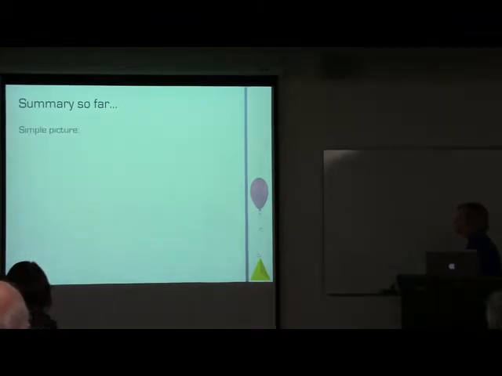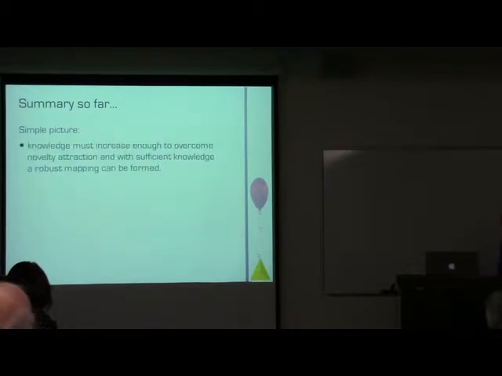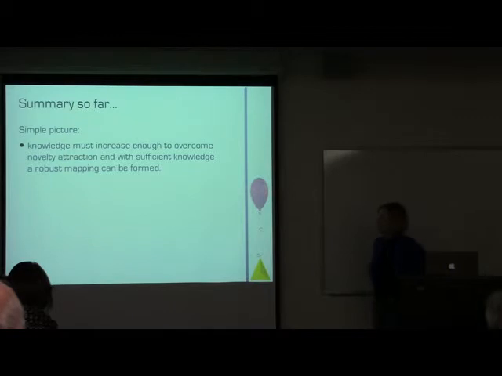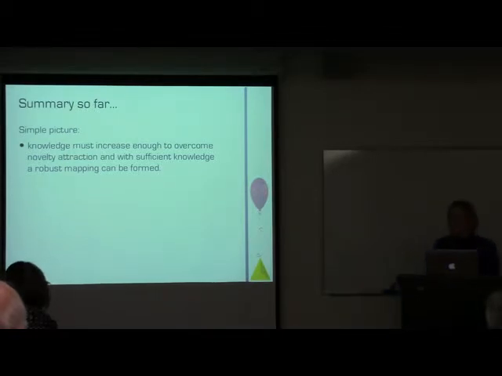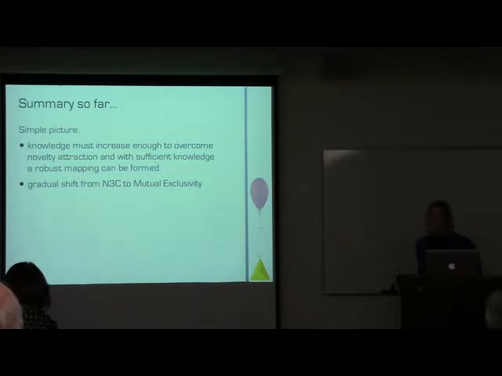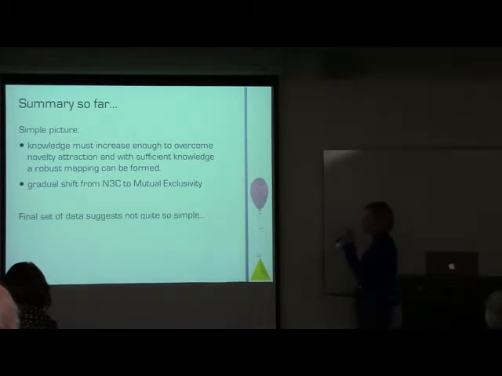So you could have a kind of simple picture where knowledge is increasing enough to override novelty attraction. And if you've got enough knowledge laid down, if that lexical knowledge is strong enough, those representations are strong, you can form a robust mapping that you can retain. That would then be a kind of gradual shift from something like an N3C to mutual exclusivity. Okay? But final data is going to complicate that picture a little bit as well.